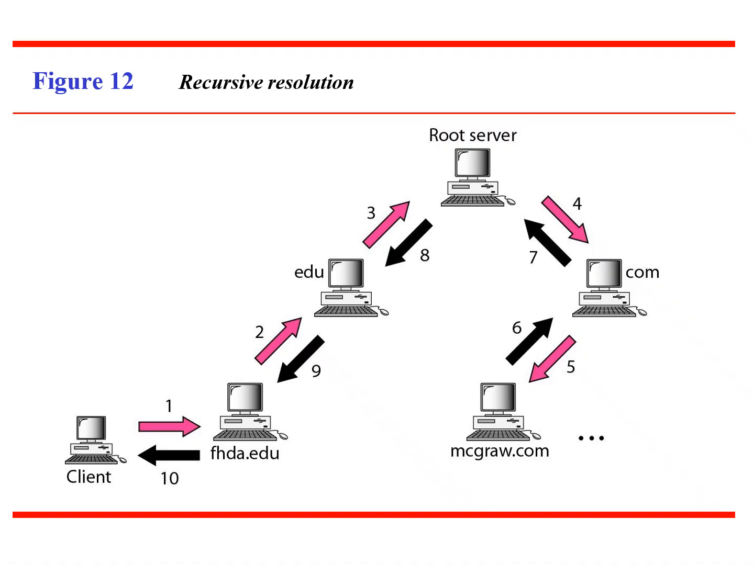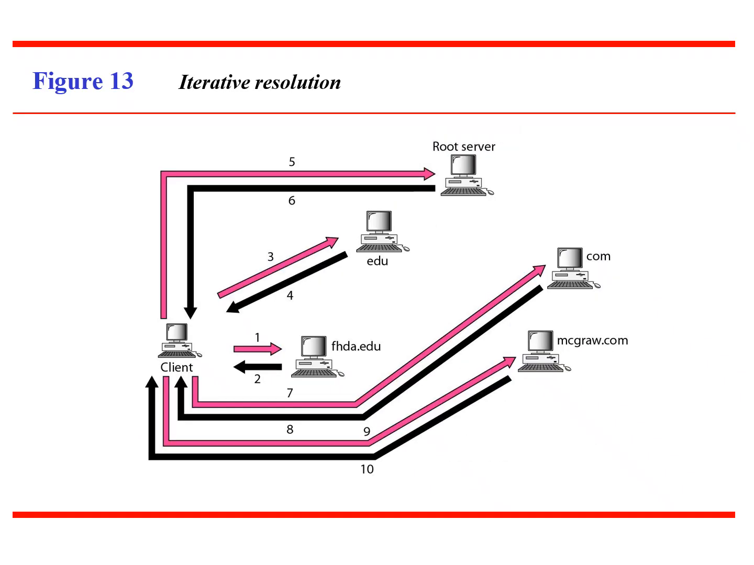Now let us see what will happen in iterative resolution. In iterative resolution, it is the same process. There is a client, and finally it wants to talk to macro.com. First, the client request will hit the fhda.edu server. Since this is not the intended recipient, it will send back the address of the next server to contact. Then the client has to send the request to the next server, and it will get the response. Likewise, the client keeps sending the request to the next servers, and finally when it hits macro.com, it will be able to get the response.